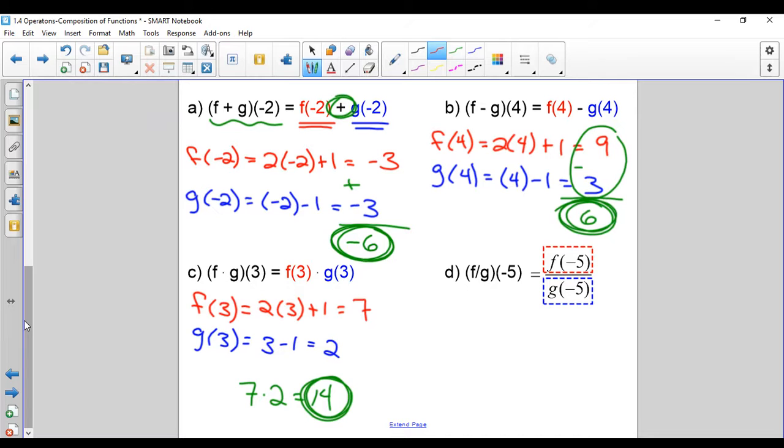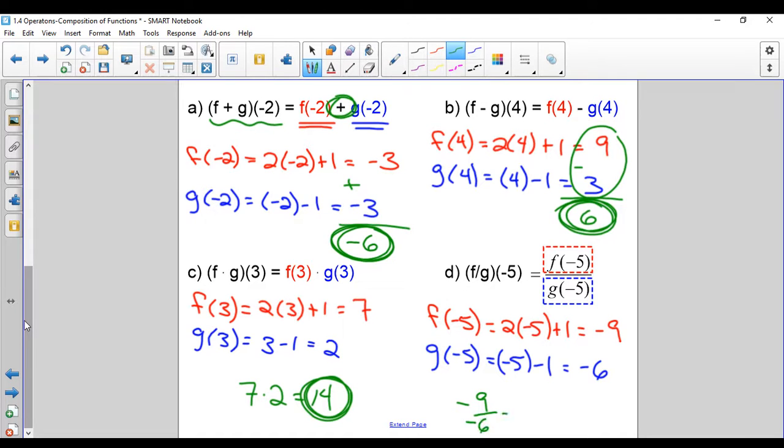Finally, we divide them, but again, it's the same thing. We go f of negative 5, which is 2 times negative 5 plus 1. We get negative 10 plus 1 is negative 9. G of negative 5 is negative 5 minus 1. We get negative 6. Dividing them, I just need you to simplify the fraction. Make sure you simplify negative divided by negative. First of all, it's positive. We end up getting 3 halves when you divide those two values. And that's it.